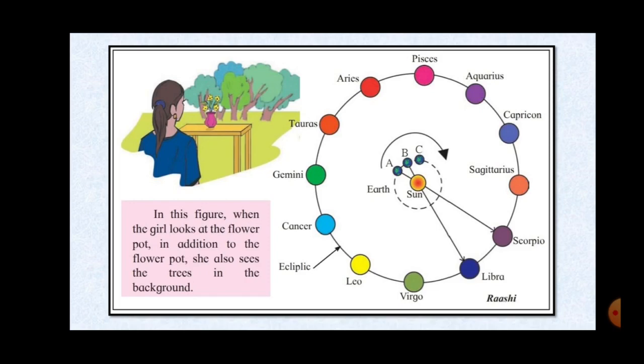When the earth is at position A, the Scorpio constellation is seen. But when it moves to position B, it sees Libra. When it moves to C, it will see Virgo. And so on, Leo, Cancer, Gemini, Taurus, Aries, Pisces, Aquarius, Capricorn, Sagittarius will be seen as the earth revolves around the sun.